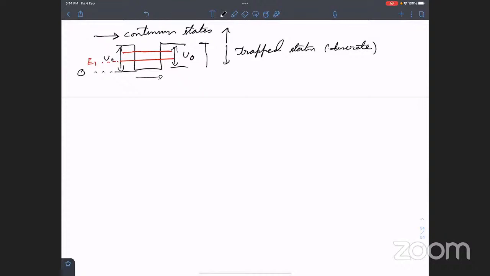Also, the width of the well, this parameter, also makes a difference. So if that is quite wide or it is quite low, then depending on that, the number of possible states can change. But again, always one, right? Remember, never forget that. So this is one thing we learned.